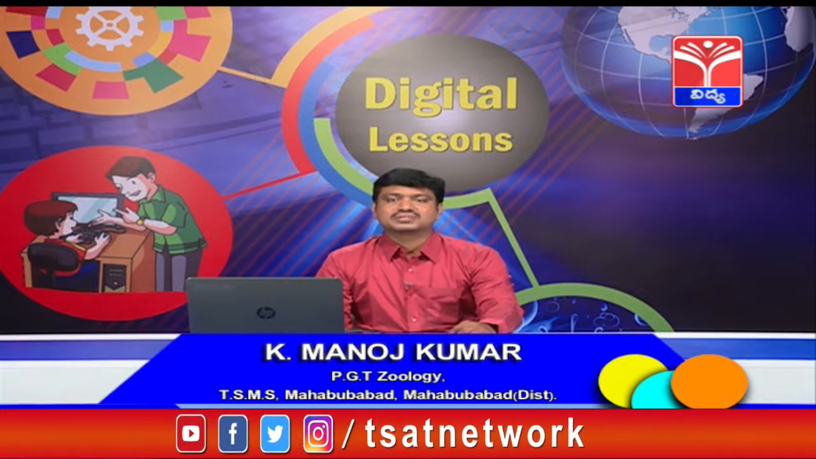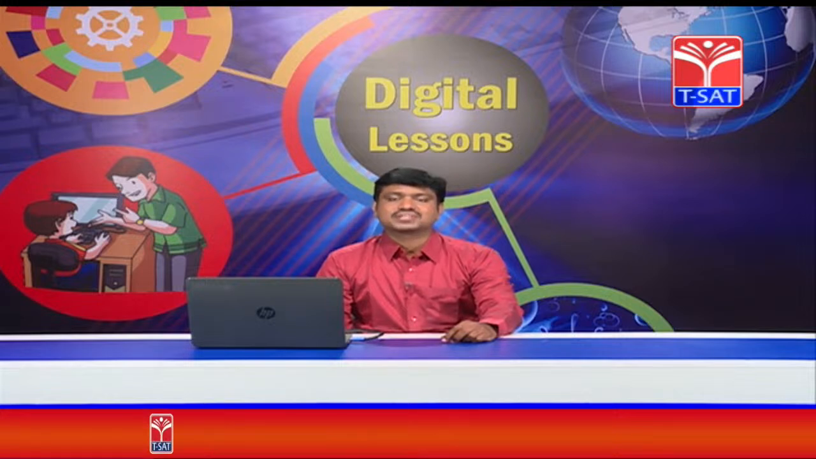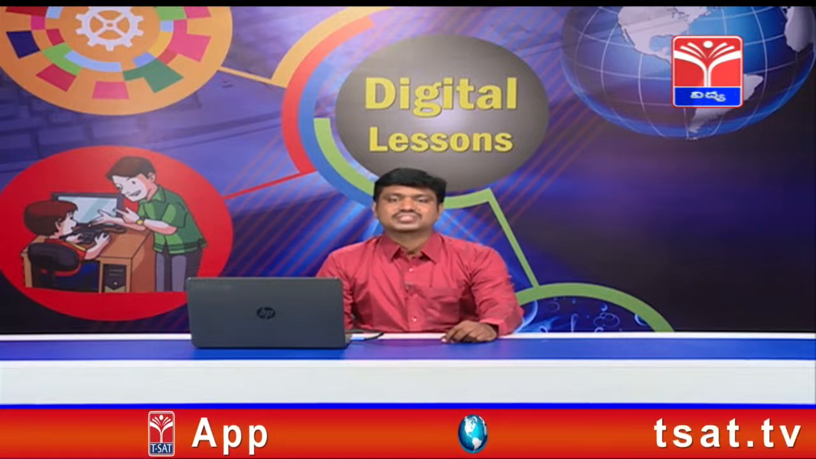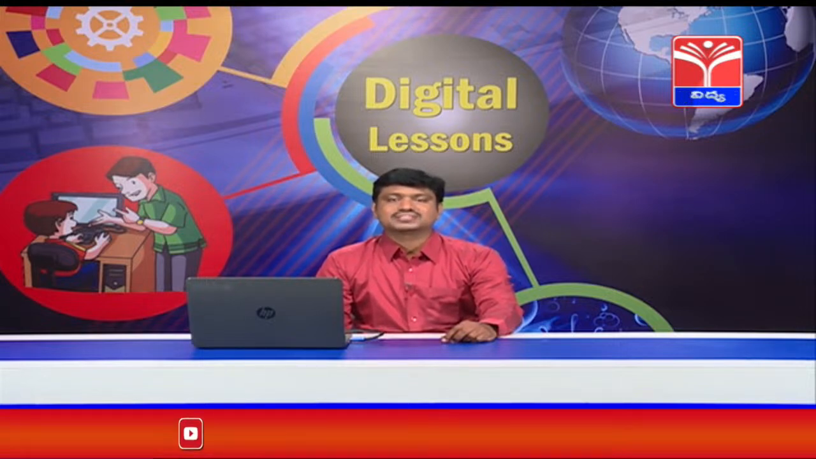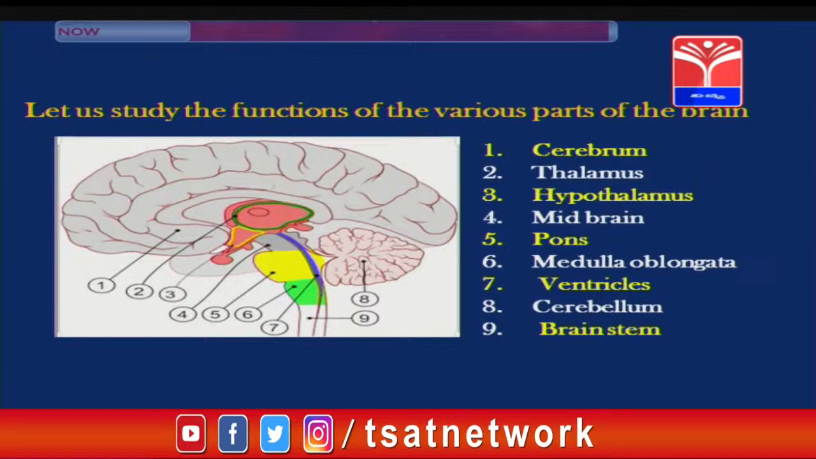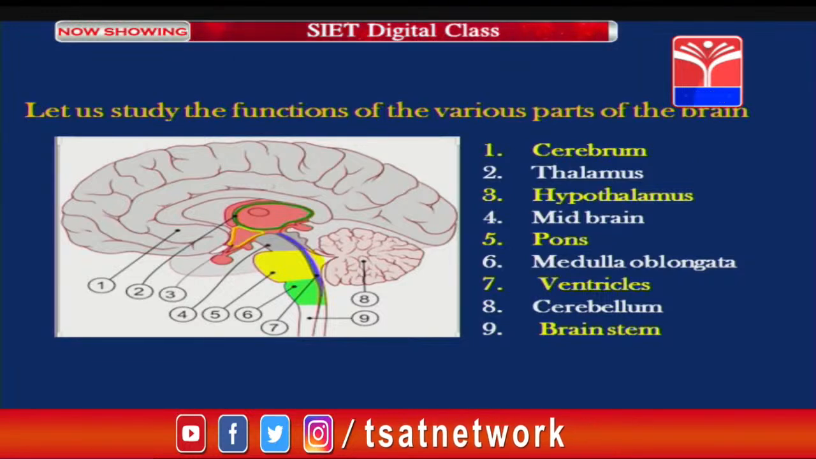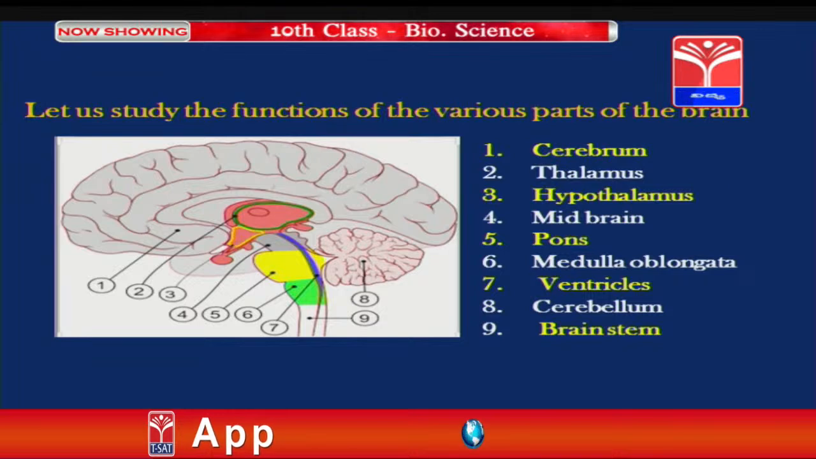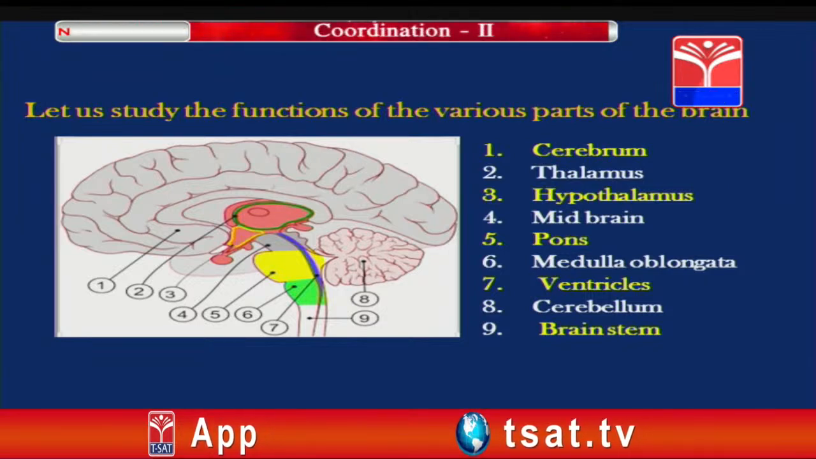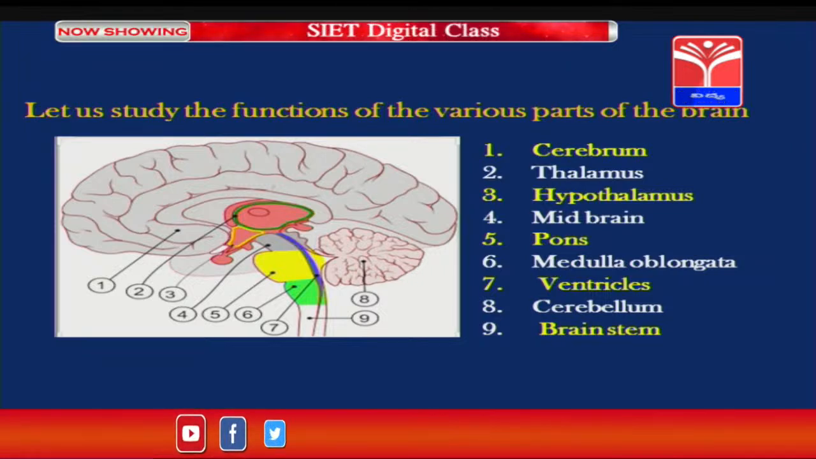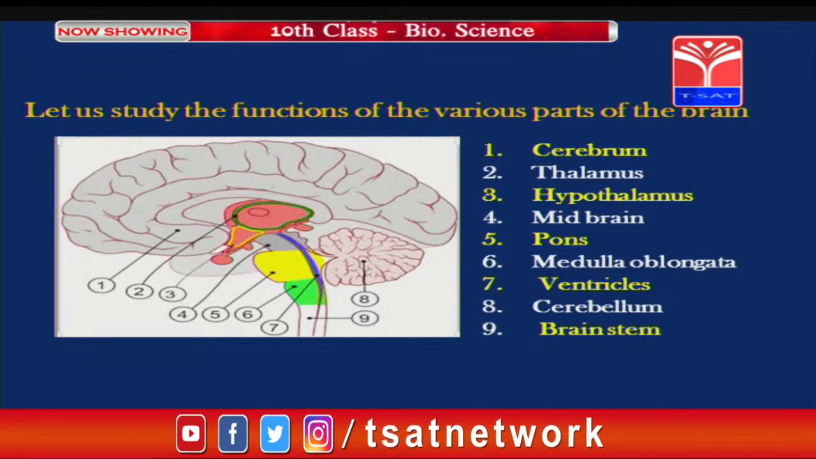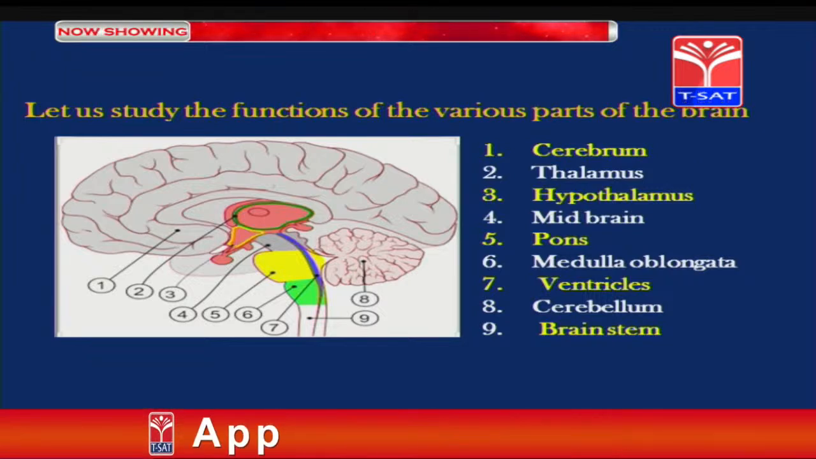In the previous session, part 1, we studied the structure of various parts of the human brain. In this part 2, let us study the functions of various parts of the human brain. Students, look at this picture and quickly recap the structure of various parts of the human brain. In part 1, we studied that the human brain is divided into 3 distinct parts: forebrain, midbrain and hindbrain. You recollect those things which you studied in part 1.